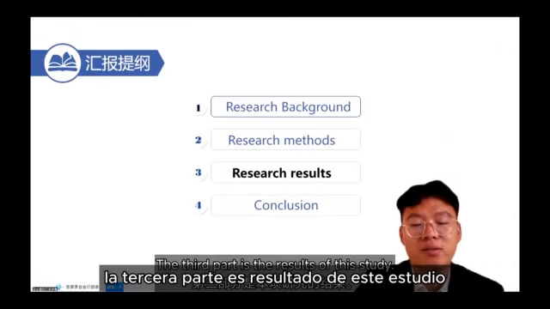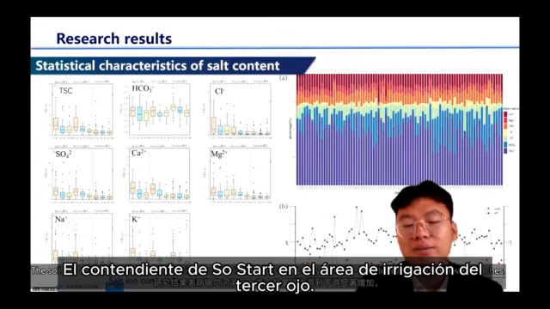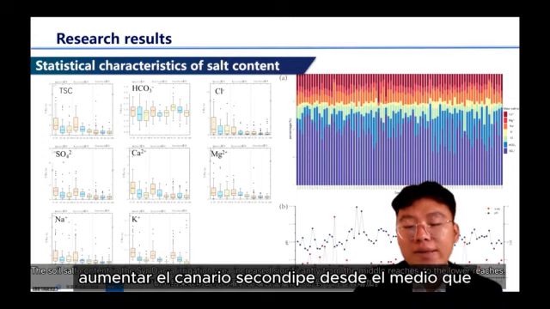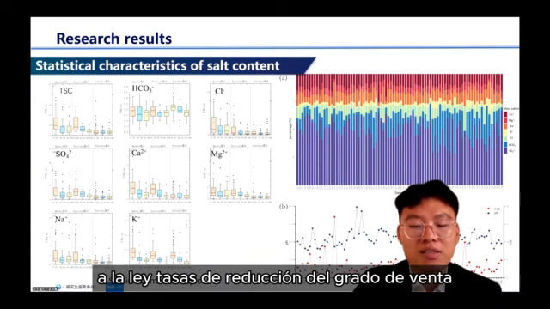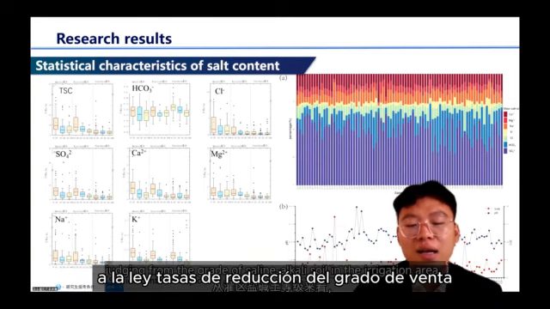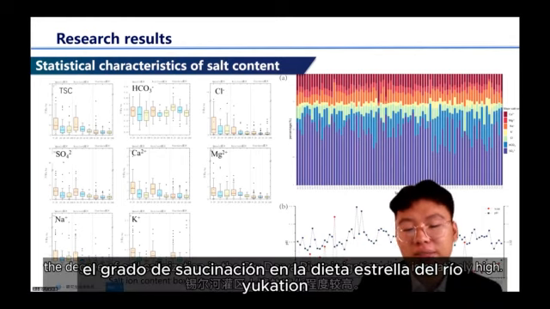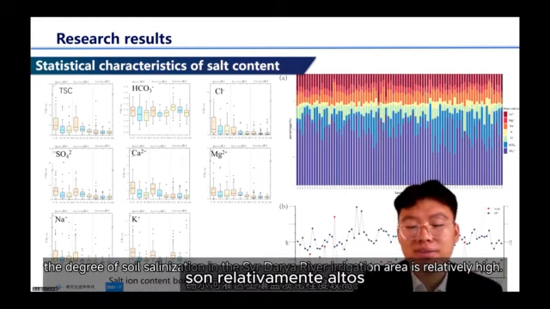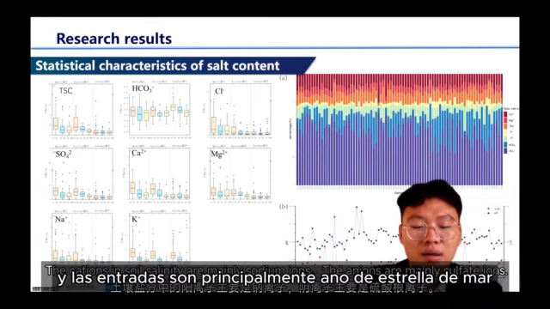The third part is the results of this study. The soil salt content in the Syr Darya irrigation area increased significantly from the middle reach to the lower reach. Judging from the grade of saline alkali soil in the irrigation area, the degree of soil salination in the Syr Darya River irrigation area is relatively high. The cations in soil salinity are mainly sodium, and the anions are mainly sulfate.